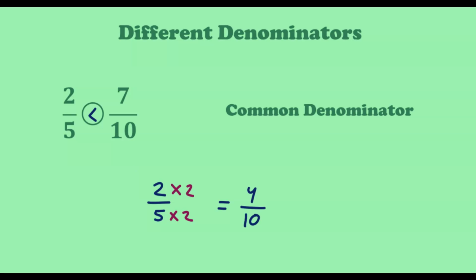Now, one thing we need to remember is that we can use any common denominator. So we have 5 and 10 over here. We can use any common multiple of these two numbers. We can use the number 20, we can use the number 30, and so on. We can still compare the fractions even if we use any other common denominator. But usually we use the least common denominator to make our calculations simpler.